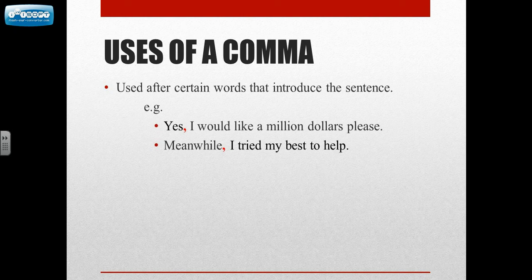You might also use a comma after certain words that introduce the sentence. So, for example, if somebody asks you if you would like $1 million, you might say, yes, I would like $1 million, please. Or you might say something like this, meanwhile, I tried my best to help. So whenever you've got sort of one word that's going to open up a response to something, you'll probably have a comma in there.